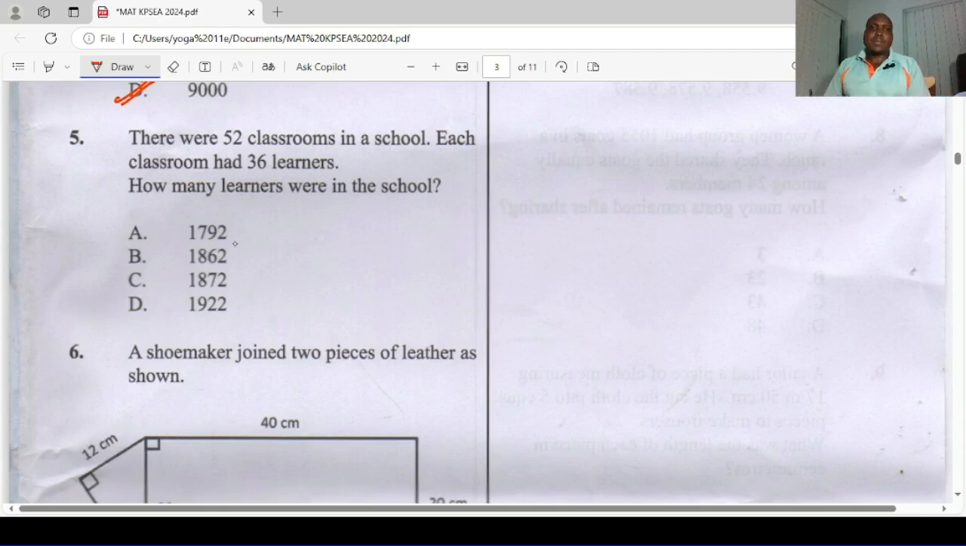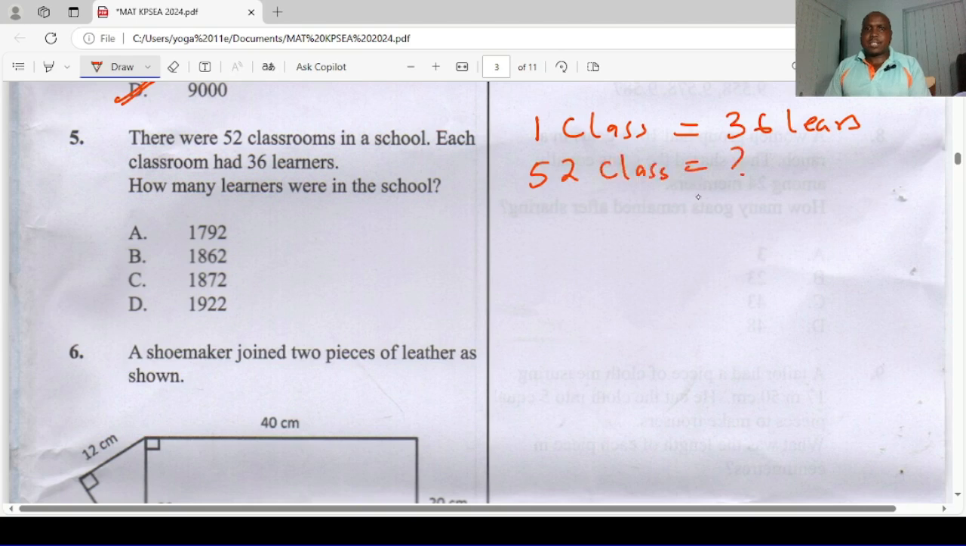There are 52 classrooms in a school. Each classroom had 36 learners. How many learners were there in the school? So one class has 36 learners. 52 classes will contain how many learners? So it is 52 times 36. So put the 36 down here and multiply.